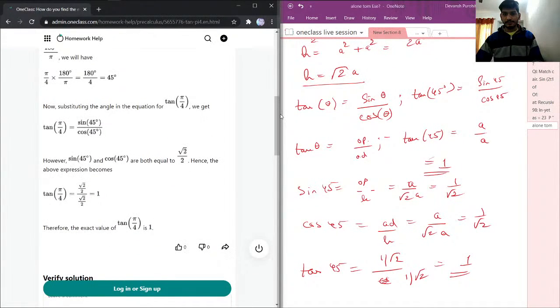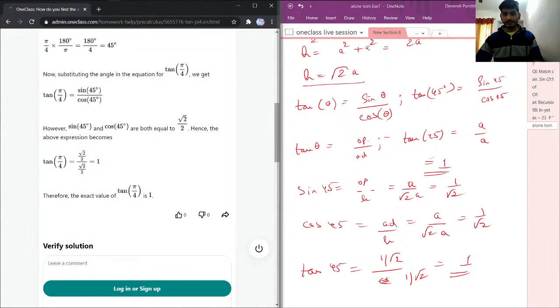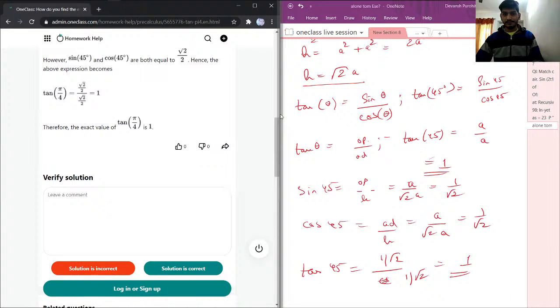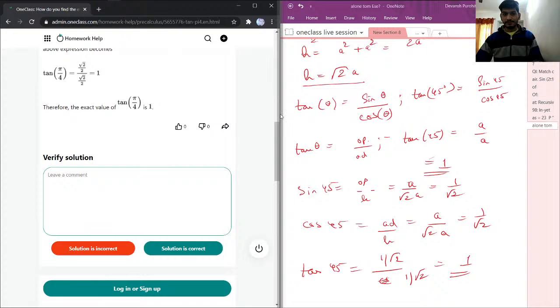We have used a triangle here, and they already knew the value of sine 45 and cosine 45. So there are numerous methods of calculating trigonometric ratios, but the best one is either you remember those values of some common angles, or you just use the unit circle. So the solution is correct. Good work.